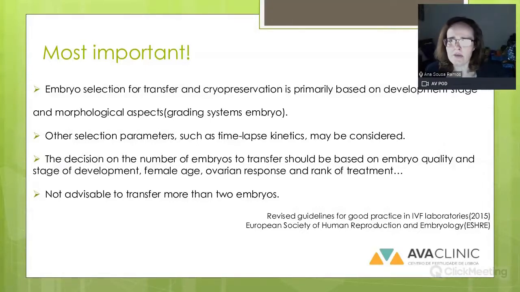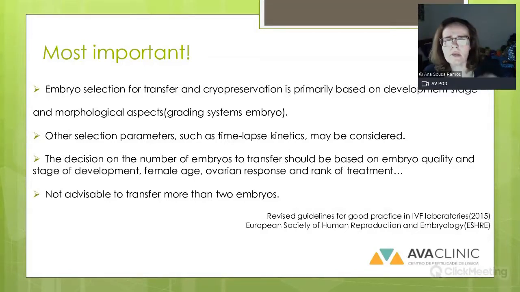Maybe in the very near future, in the next years, we will get more news, but at the present time you need to know that morphology is still the base. Of course, time lapse for sure. Very soon we are going to artificial intelligence.